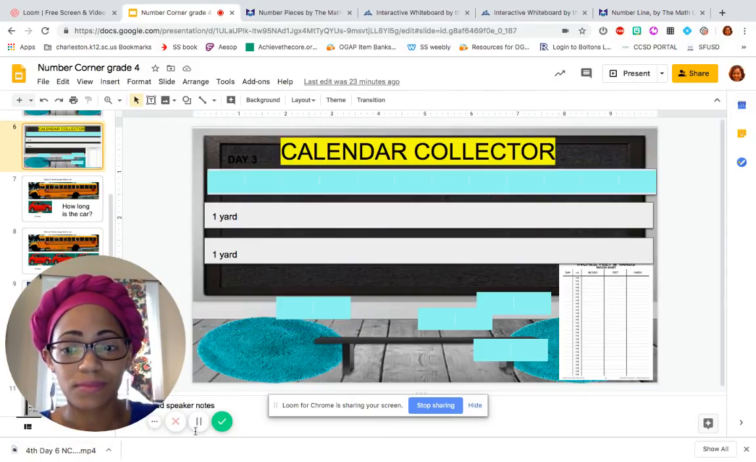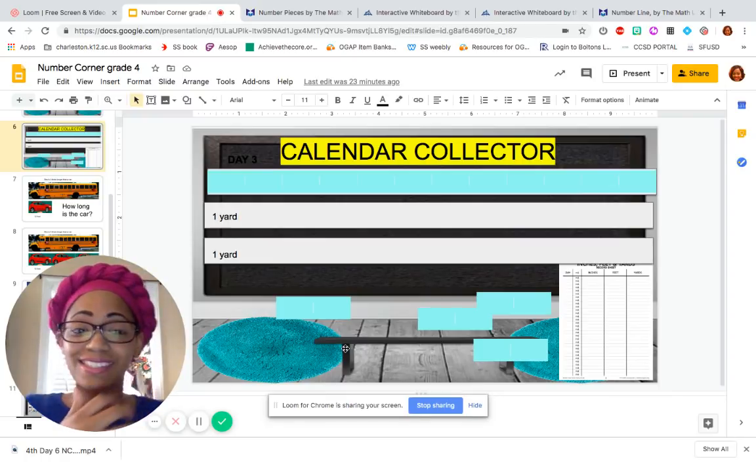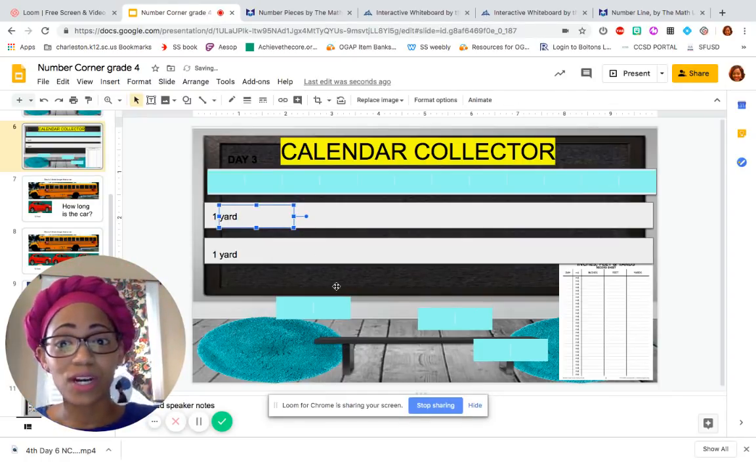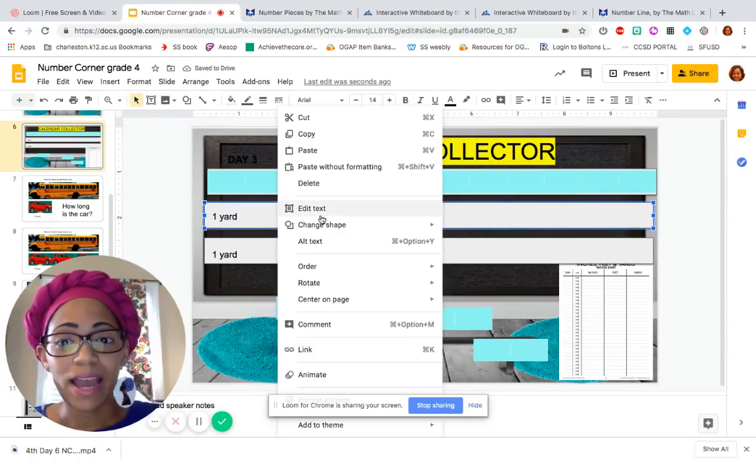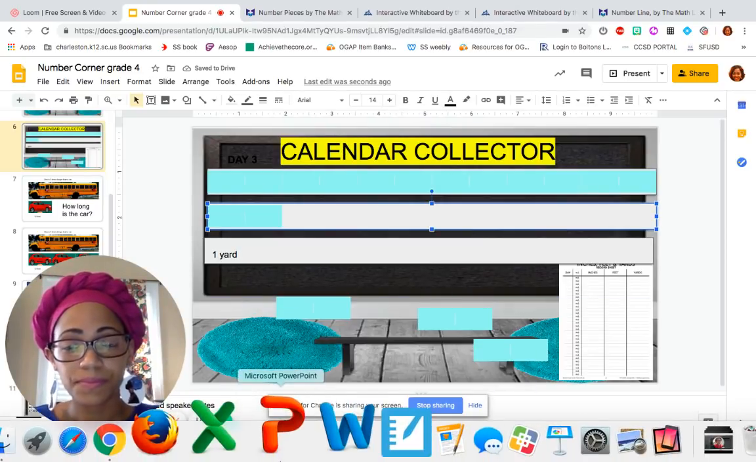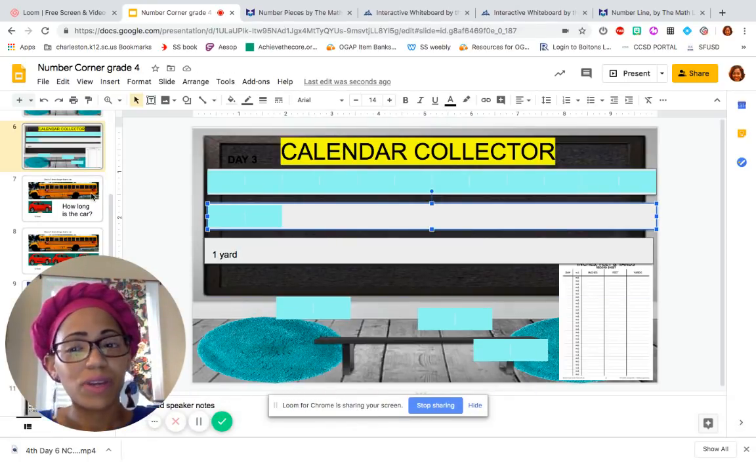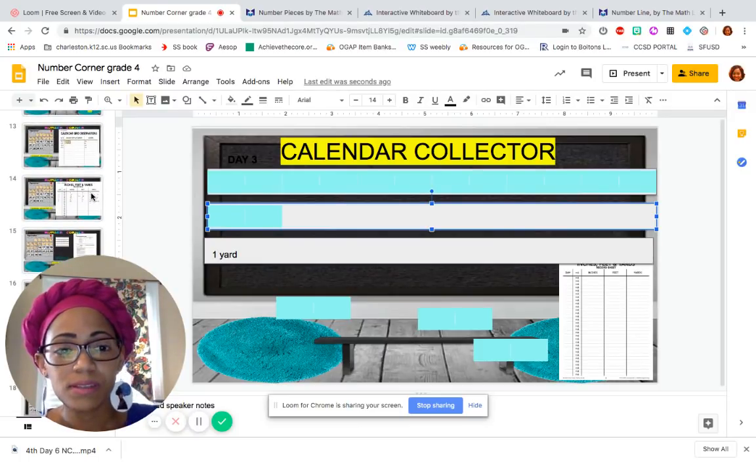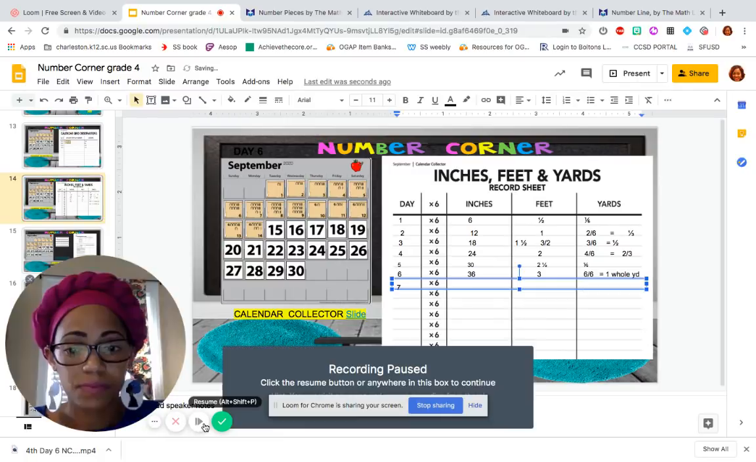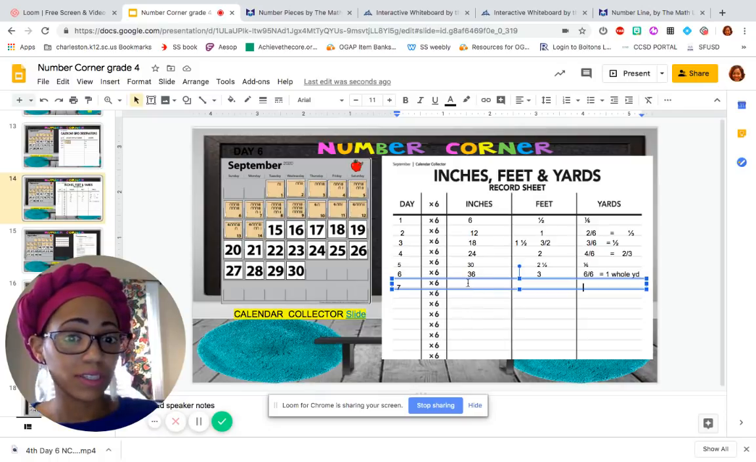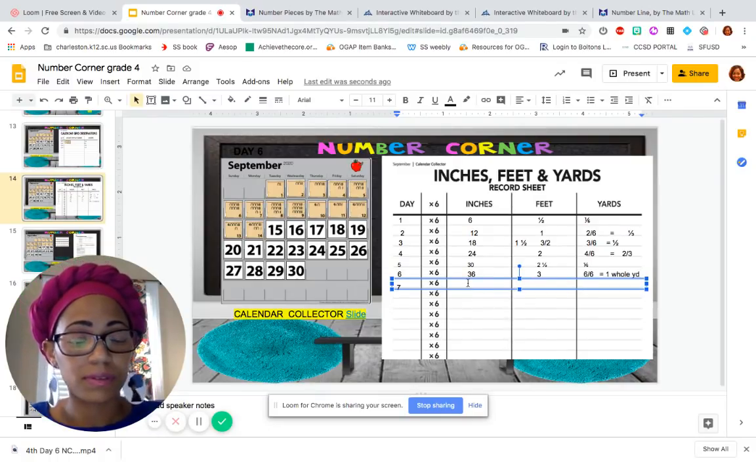Okay, so it is the 7th day of school. We already have six. We've collected our first full yard. And now we're adding an extra one. And here it is. And we also need to add it to our recording sheet. So today is day 7. So how many inches do we have? 7 times 6.